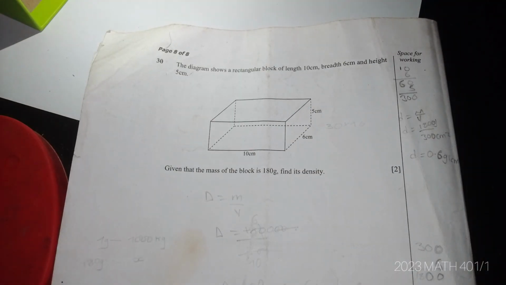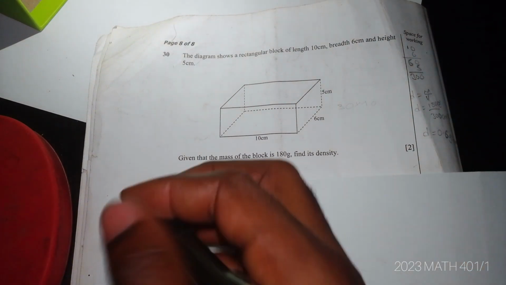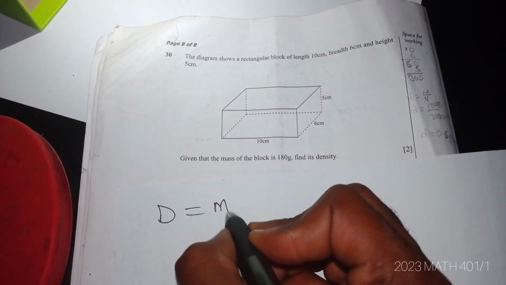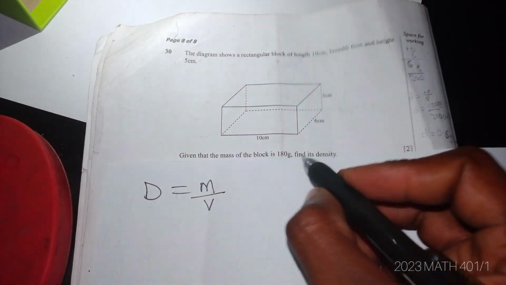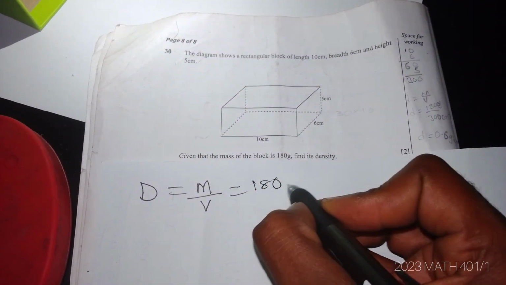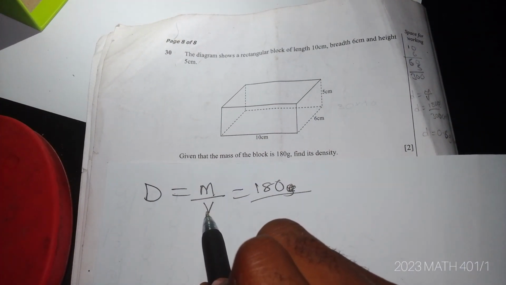And then finally, we have question 30. So the diagram shows a rectangular block of length 10 centimeters, breadth 6 centimeters, and height 5 centimeters. Given that the mass of the block is 180 grams, find its density. So remember, density is given by mass over volume. So to find the density of this block, you've been given the mass, which is 180 grams. For now, you can ignore the units, and then the volume has not been provided.